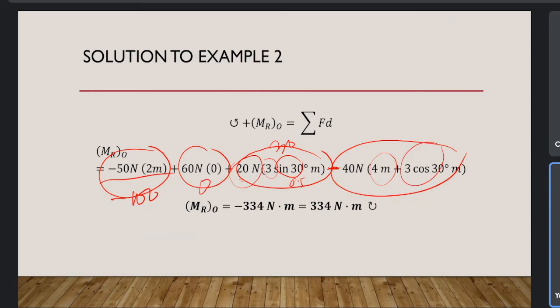So when you solve all of these things, you will get the answer of negative 334 Newton meter. So we have a negative. Negative means the resultant moment is acting clockwise. So to indicate this, you can remove the negative sign, since you are indicating the direction of moment. So that is the example number 2.